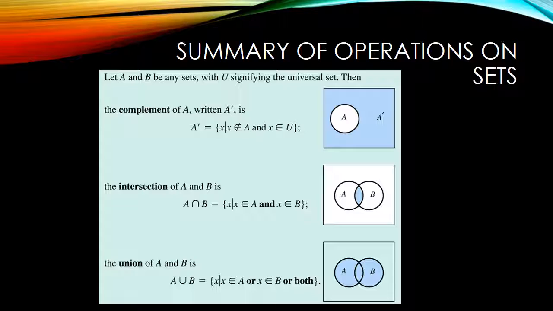Okay, this is just a summary of what we've been talking about. We've got complement, intersection, and union described and illustrated, and then also written in set builder notation. You might want to take a minute and pause and look over that and make sure you've got it down, and then move on and we'll do some examples.